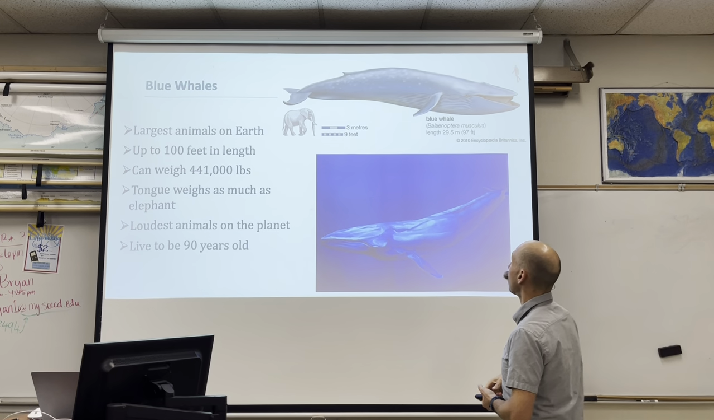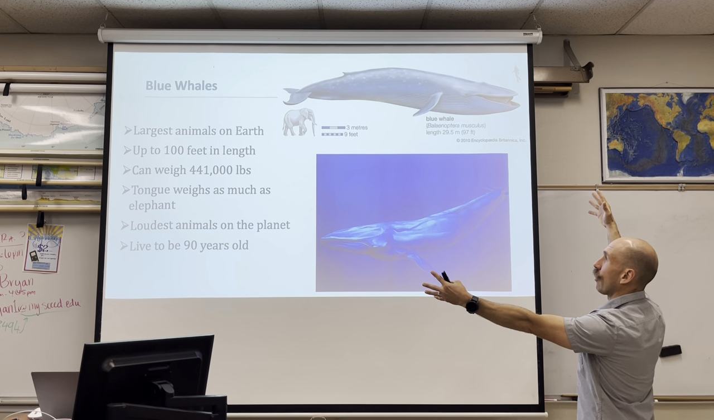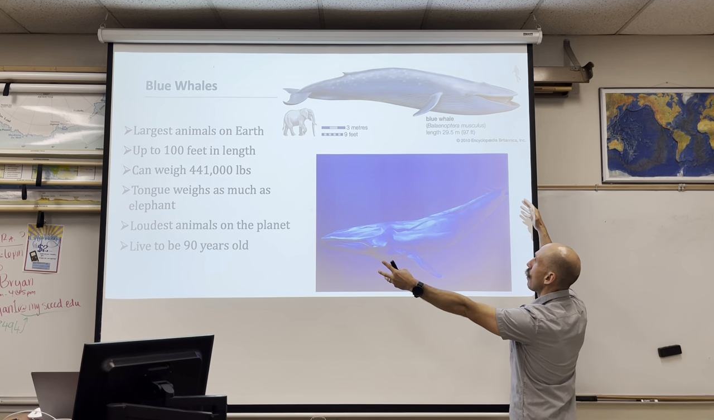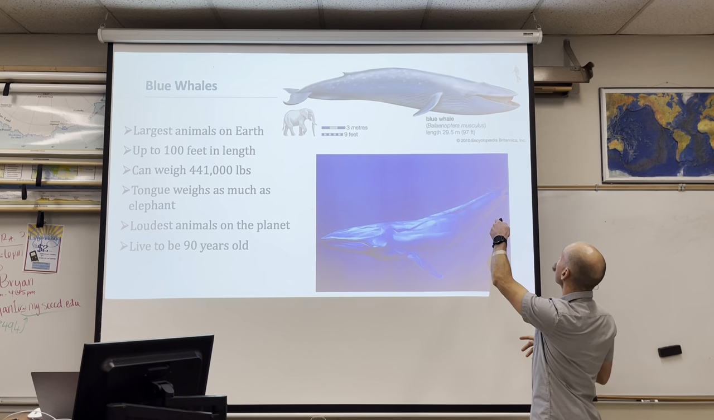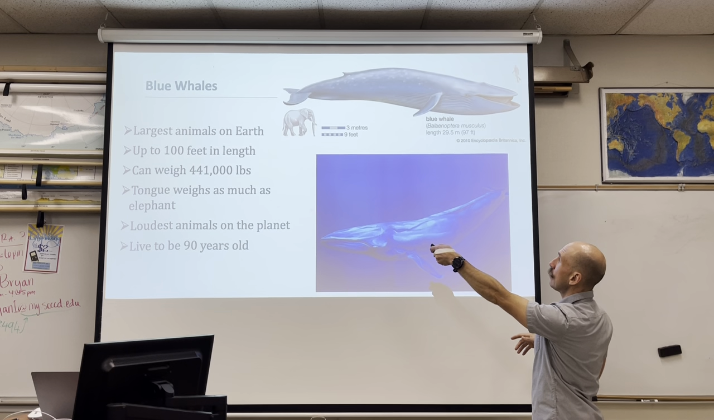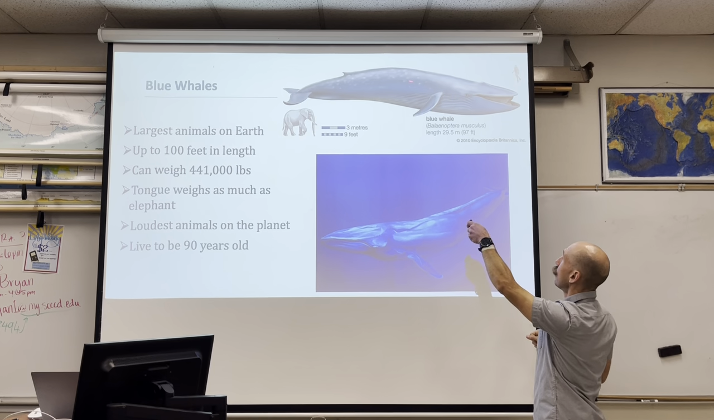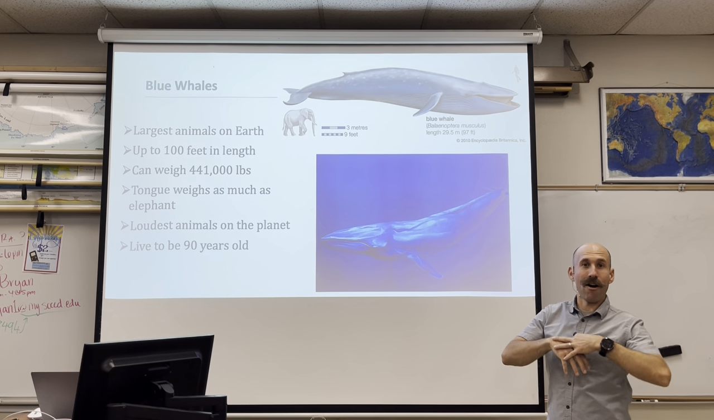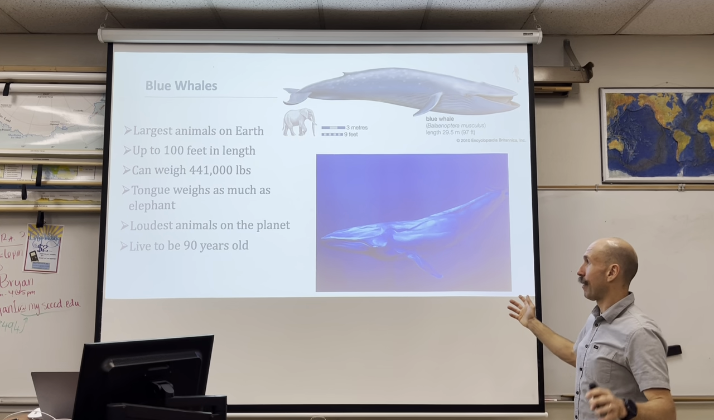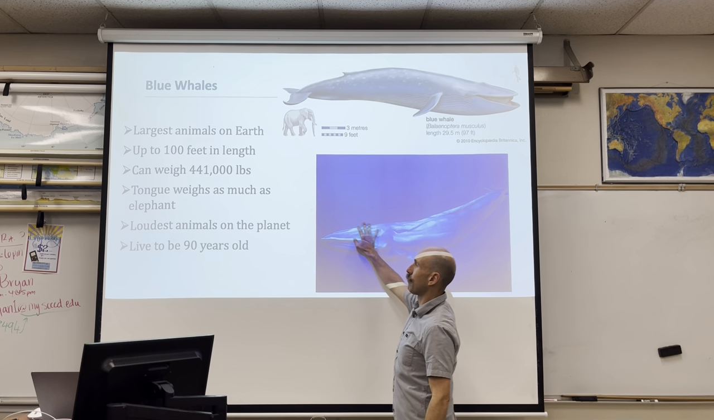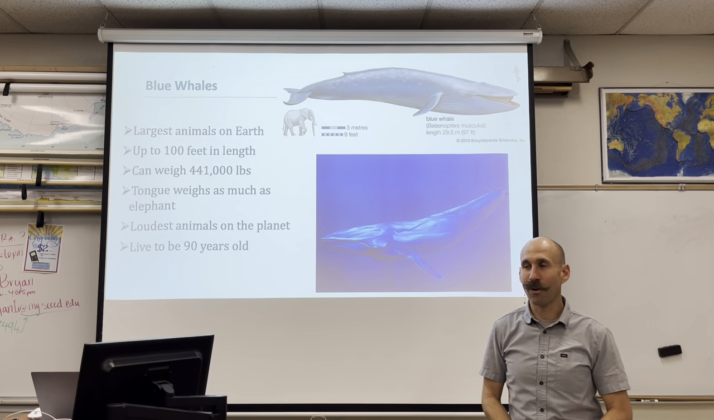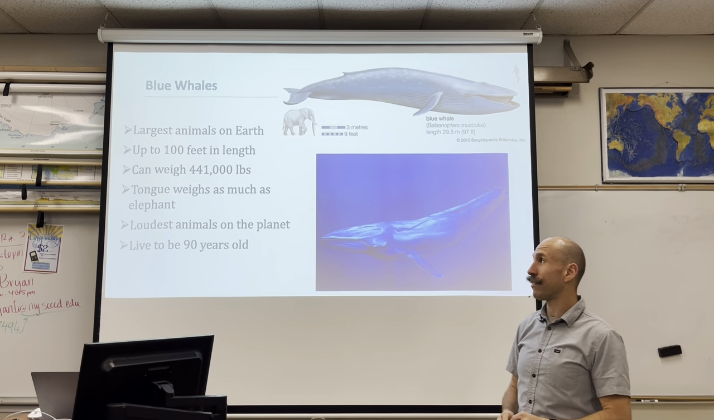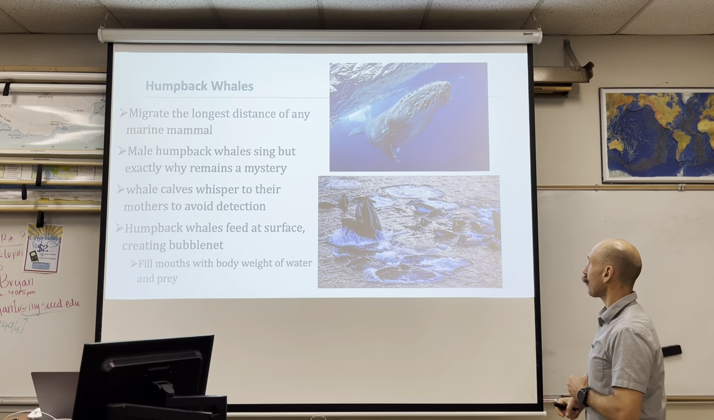We've got blue whales, the biggest animals on Earth, up to 100 feet, 441,000 pounds. Their tongues can weigh as much as an elephant. And if we see an elephant for scale, they are extremely bigger, much, much bigger. They're the loudest animals on the planet and can grow to be to the age of 90 years old. So almost comparable to a human lifespan, which is really amazing.